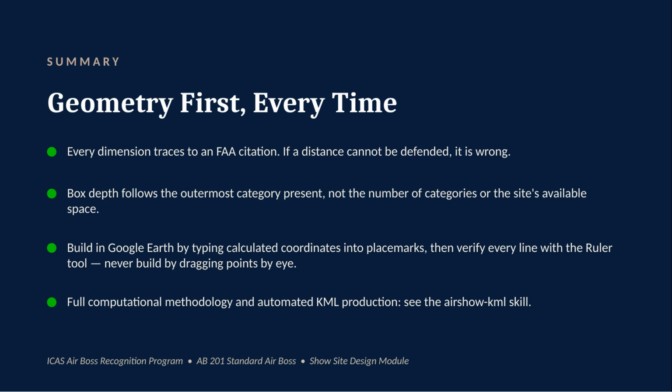Third, build the layout in Google Earth by typing calculated coordinates directly into Placemarks. Then verify every line with the ruler tool before you save. Never build by dragging points by eye. That habit is the root cause behind most of the non-compliant layouts that get bounced back from a Certificate of Waiver review. This module covered the full by hand method.